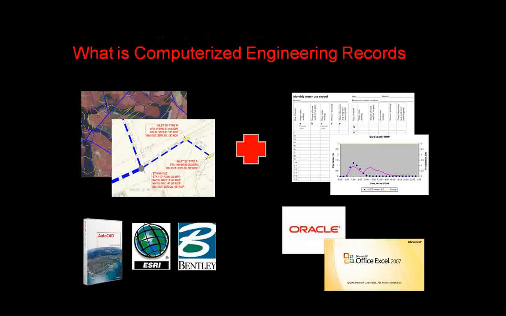So what is computerized engineering records? As I mentioned before, it's graphics data on the left-hand side, and then we have attribute or textual data on the right-hand side. And so with computer systems, we have products such as AutoCAD Map, we have ESRI, Bentley, MicroStation. Then on the textual side, there's Oracle, SQL Server, Microsoft Excel, a variety of tools we can use for storing the attribute information.